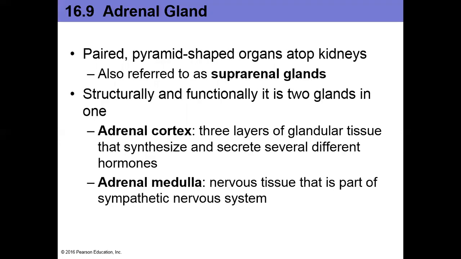Okay, so let's see the adrenal gland. This is the one that I said you definitely have to know if it comes from the adrenal cortex or the adrenal medulla. Of course, we have the adrenal medulla here, which is sympathetic nervous system, and we are aware of that. So the adrenal cortex is the outside, right? It's 3 layers of glandular tissue, and they do secrete different hormones. We're going to get to them.